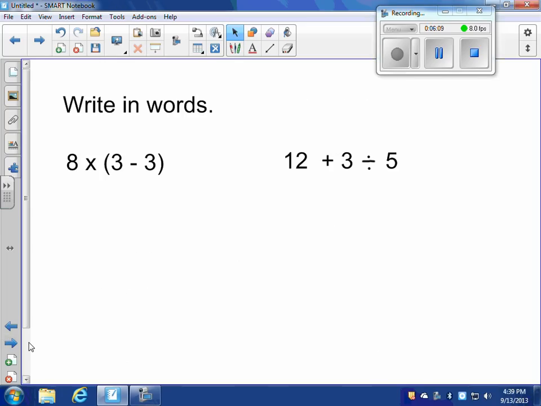On this page, you're going to write the expression using words. So go ahead and give that a try. Press pause, and then press play when you're ready to move on.